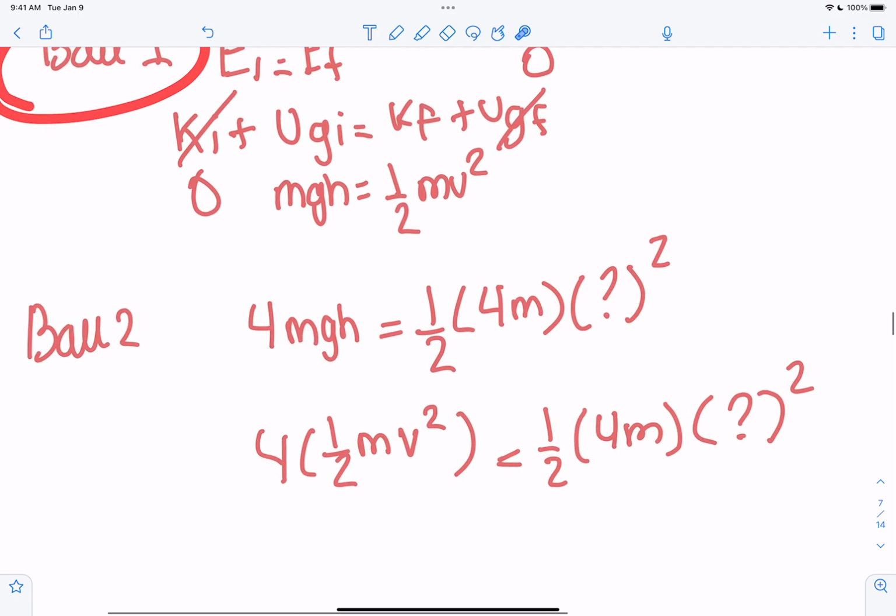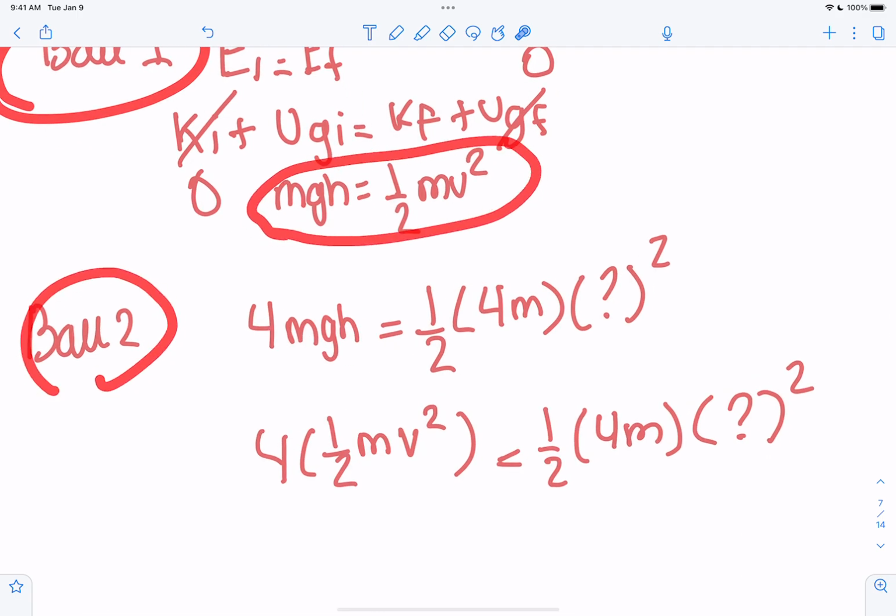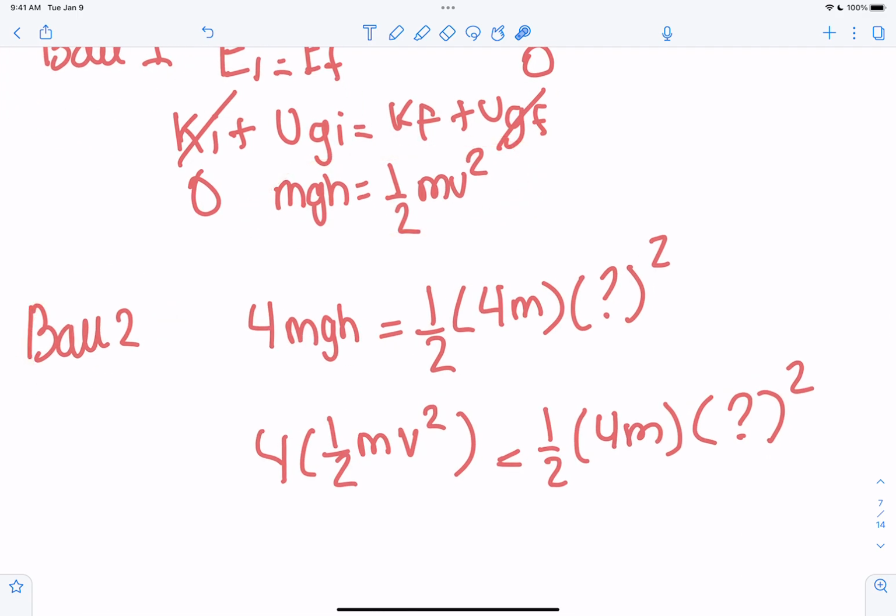For ball 2, we can do the exact same thing. We can just skip to this step here, except that the ball is 4 times the mass, 4m compared to m here. Now, it's also 4m here, half 4m. But we want to figure out what the speed squared is here. What is that going to be? How does that affect what's going on?